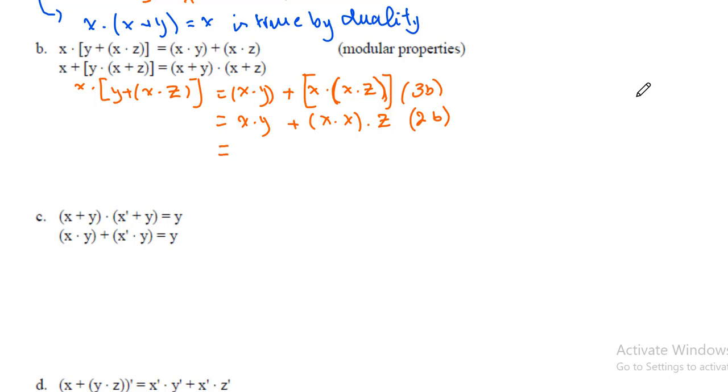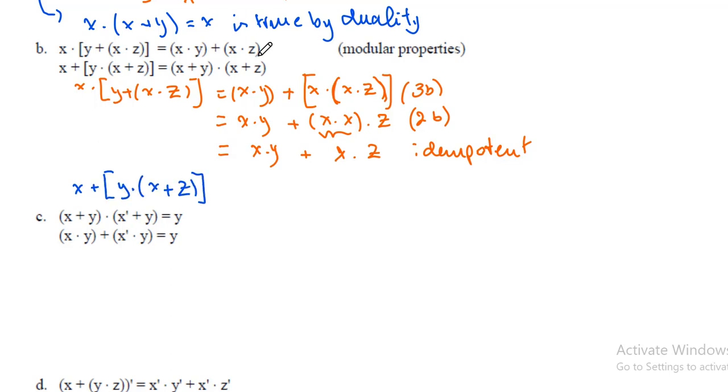And we know that x dot x, that's the idempotent law. This is just x. Same power. And I'll stop right here because that's what I want to get. Very simple. So what I would say, x plus y dot x plus z equals x plus y dot x plus z is true by duality.